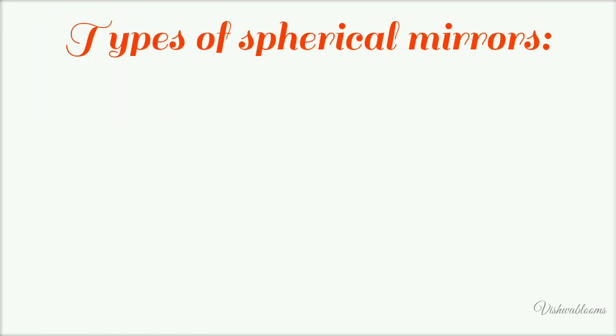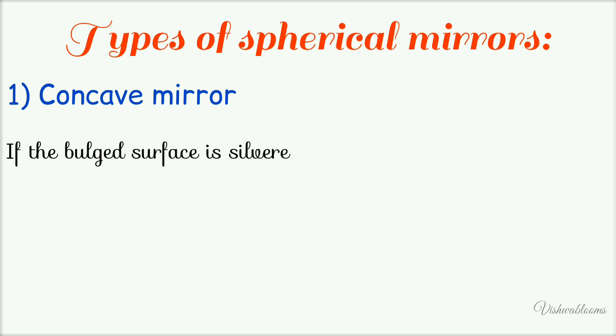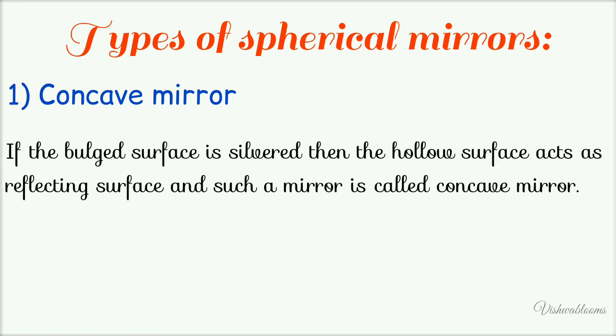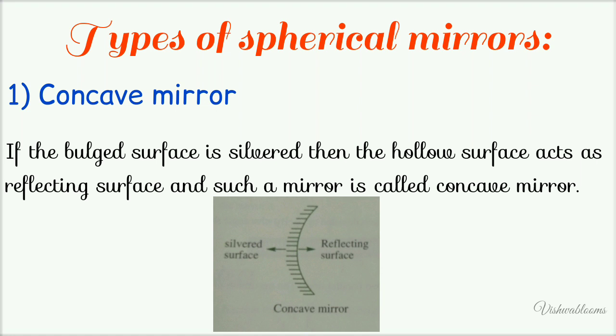Now let's look at the types of spherical mirrors. There are two types of spherical mirrors. The first one is the concave mirror. If the bulged surface is silvered, then the hollow surface acts as the reflecting surface. Such a mirror is called a concave mirror. Let's see the picture to understand it clearly. Here the bulged part is silvered, which means you will not be able to see the image, and here we have the hollow part, which is the reflecting surface.